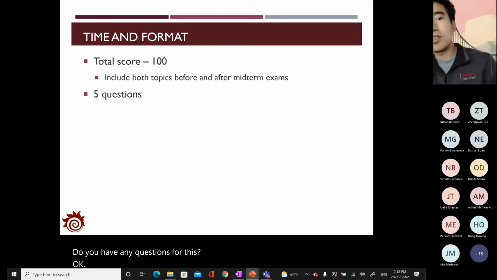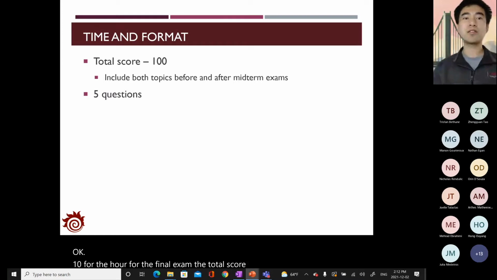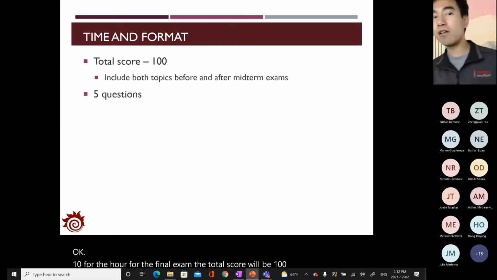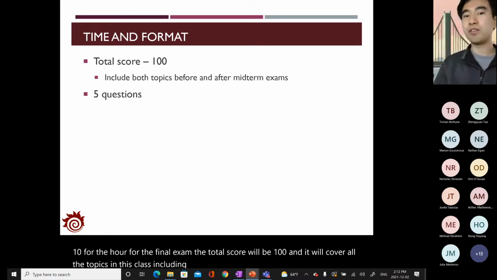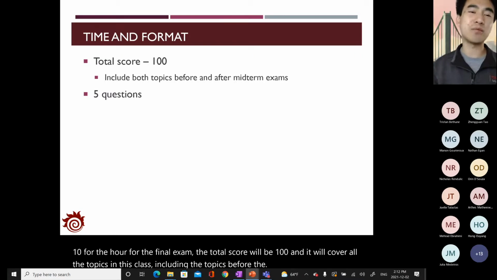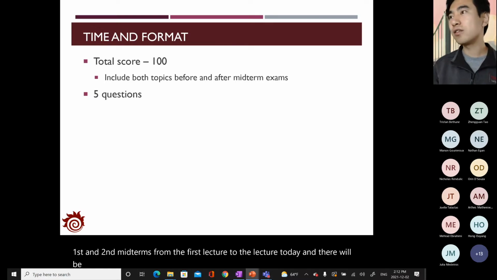Then for the final exam, the total score will be 100, and it will cover all the topics in this class, including the topics before the first and second midterms, from the first lecture to the lecture today. And there will be 5 questions.